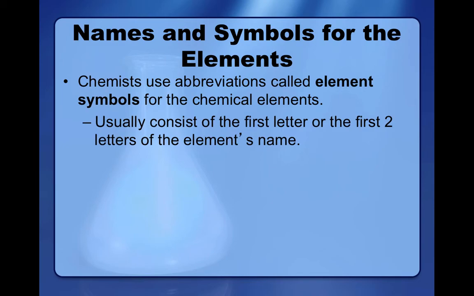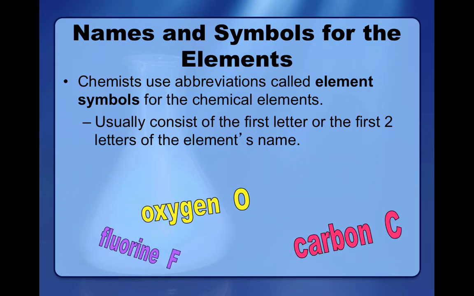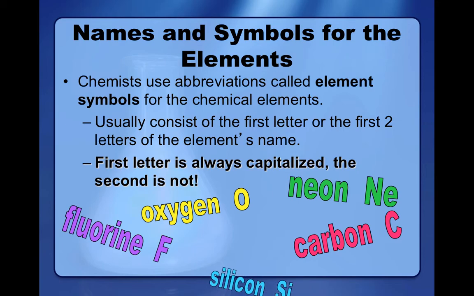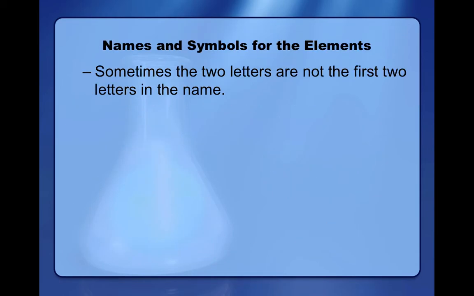Chemists use abbreviations called element symbols for chemical elements. Usually it consists of the first letter or the first 2 letters of the element's name. For example, carbon is C, oxygen is O, fluorine is F, and the first letter is always capitalized, the second is not. For example, neon is Ne, capital N, lowercase e. Silicon is Si, capital S, lowercase i.